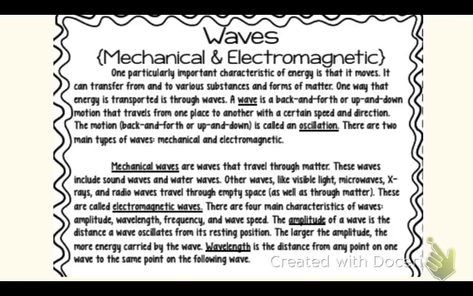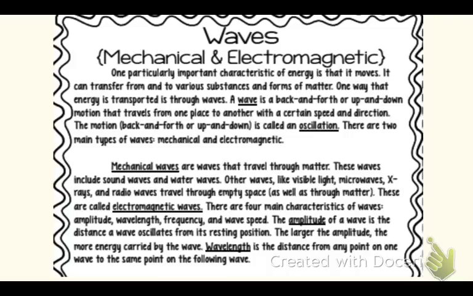There are four main characteristics of waves: amplitude, wavelength, frequency, and wave speed. The amplitude of the wave is the distance a wave oscillates from its resting position. The larger the amplitude, the more energy carried by the wave.